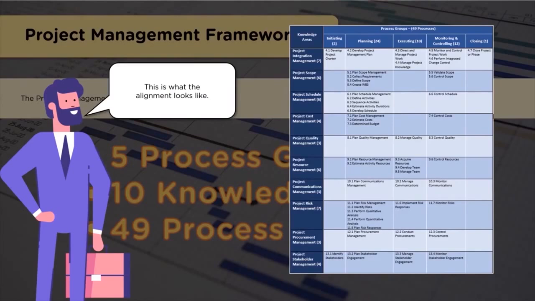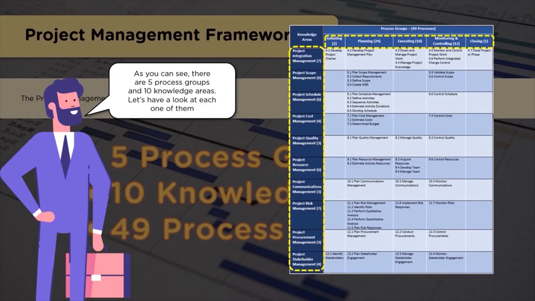The 5 process groups are initiating, planning, executing, monitoring and control, and closing. Whereas the 10 knowledge areas include project integration management, project scope management, project schedule management, project cost management, project quality management, project resource management, project communication management, project risk management, project procurement management, and project stakeholder management. Each of these knowledge areas and process groups are aligned in such a way that the processes aligned with a specific process group and knowledge area can be demonstrated accordingly.